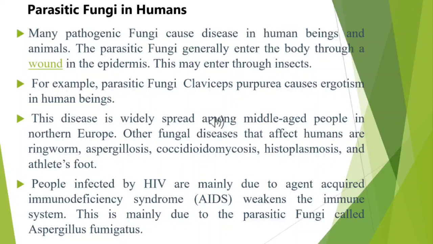And we discuss parasitic fungi in humans. Many pathogenic fungi cause disease in human beings and also animals. These parasitic fungi generally enter the body through a wound in the epidermis. They may also enter through insects. For example, the parasitic fungus Claviceps purpurea causes ergotism in human beings. This disease is widely spread among middle-aged people in northern Europe. People infected by HIV, which causes acquired immunodeficiency syndrome, have a weakened immune system, and this is mainly exploited by a parasitic fungus called Aspergillus fumigatus.